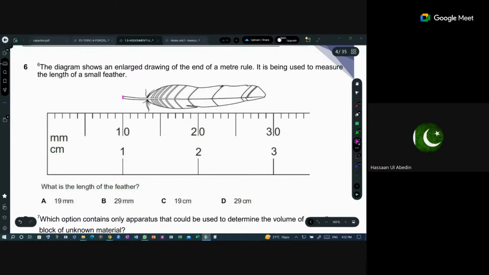So 19 millimeter. This is its initial reading. It is 10 millimeter because it is in millimeter. The lower scale is in centimeter, and the upper one reads 26, 27, 28, 29. This one is 29 millimeter. So when you find the value, it would be 29 minus 10, so it will be 19 mm.